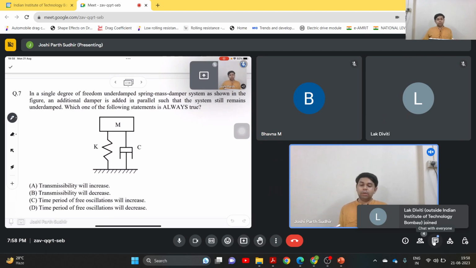In a single degree of freedom underdamped spring mass damper system, it is given that when an additional damper is added in parallel, the system still remains underdamped. Then which one of the following statements is always true?